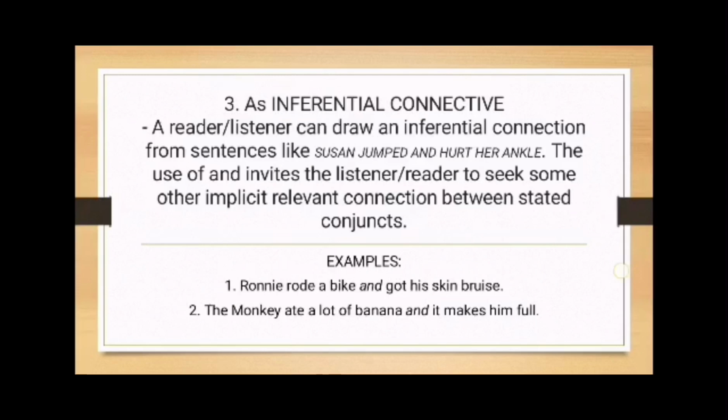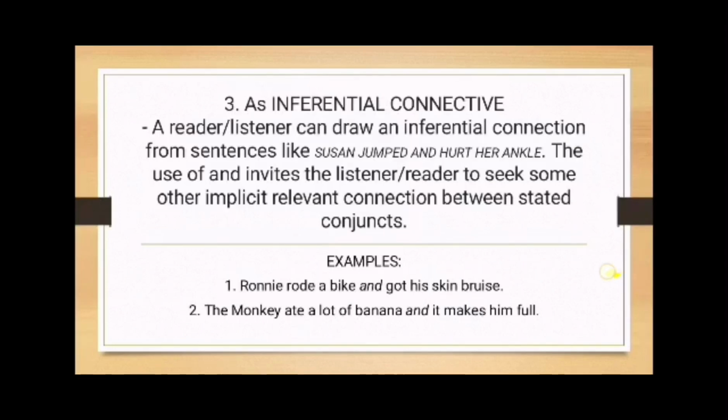Number 3. As inferential connective, a reader or listener can draw an inferential connection from sentences like "Susan jumped and hurt her ankle." The use of "and" invites the listener or reader to seek some other implicit relevant connection between stated conjuncts. So here are the examples. Number 1, Ronnie rode a bike and got his skin bruised. So the statement has a result of what happened to Ronnie, that he got his skin bruised. Number 2, the monkey ate a lot of banana and it makes him full. So the use of the conjunction "and" between the statements is to state the result of an action.